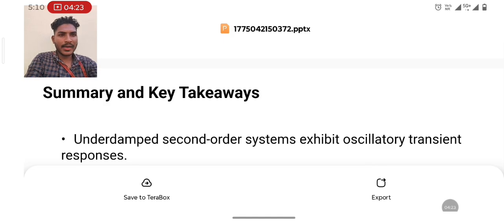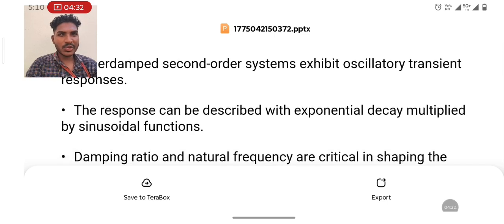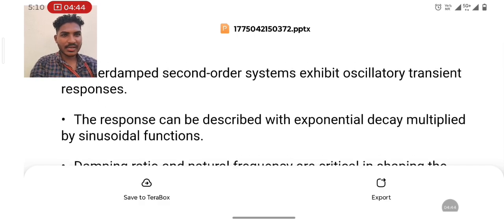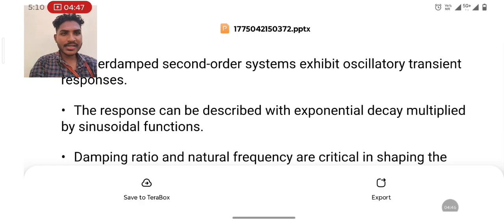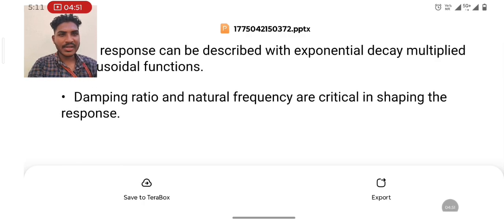Summary and key takeaways. An underdamped second order system exhibits oscillatory transient responses. The response can be described with exponential decay multiplied by sinusoidal functions. Damping ratio and natural frequency are critical in shaping the response.